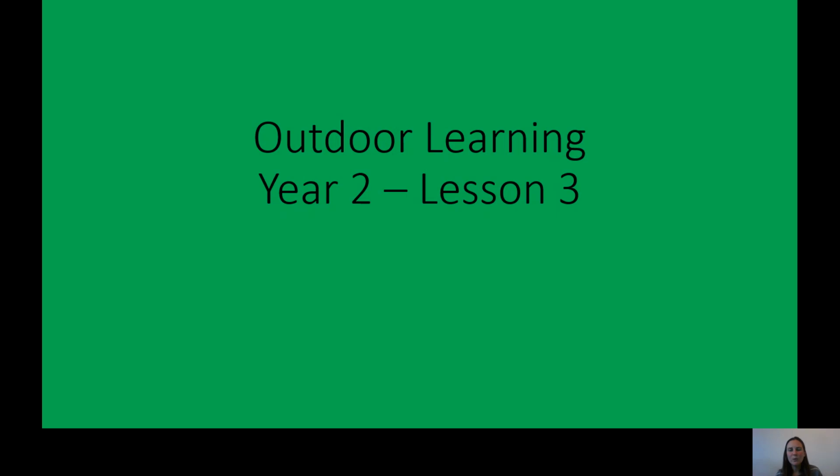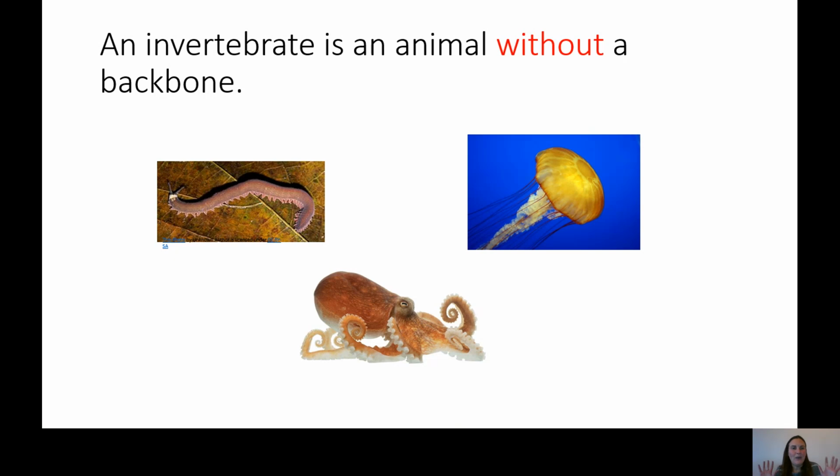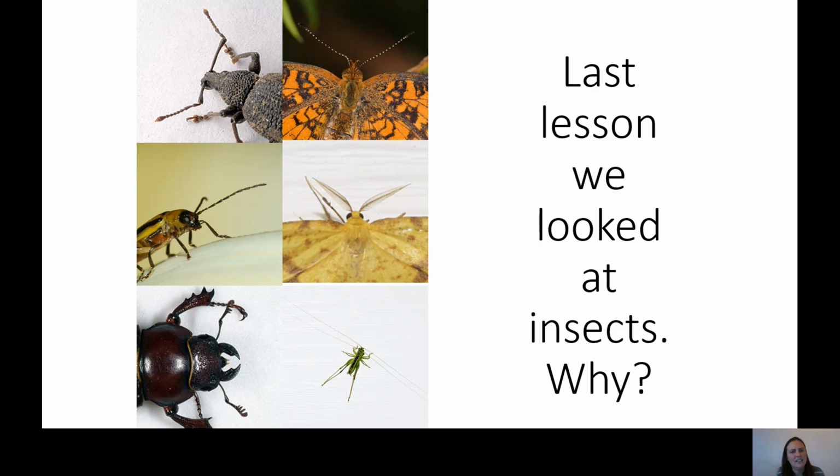Right, hopefully you can all see the slides that I am sharing with you now. Okay, so as you know, an invertebrate is an animal without a backbone. Last lesson, we looked at insects. Why did we look at insects?